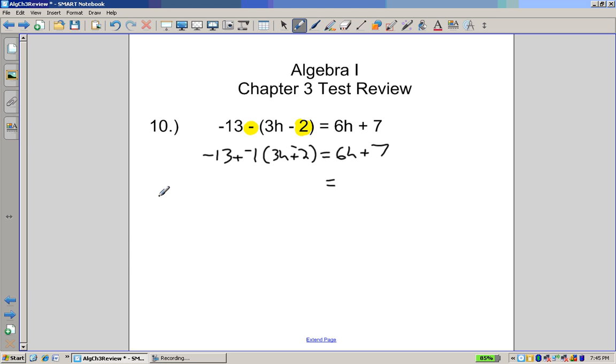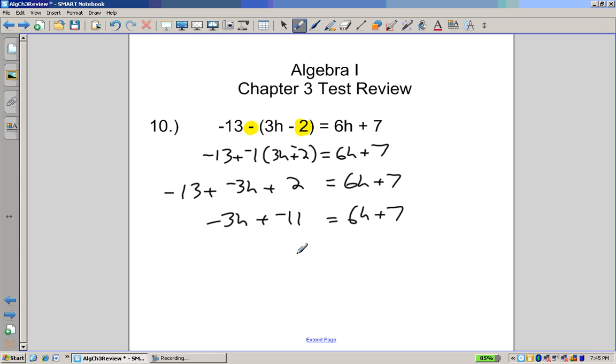So first distribute. Again, negative times negative, positive 2. That's where most people mess up. Then combine all of your like terms. So negative 13 plus 2 is negative 11. Please remember keep, change, or you will get burned, and that's really in reference to what we did at the beginning. Then get all your variables onto the same side.